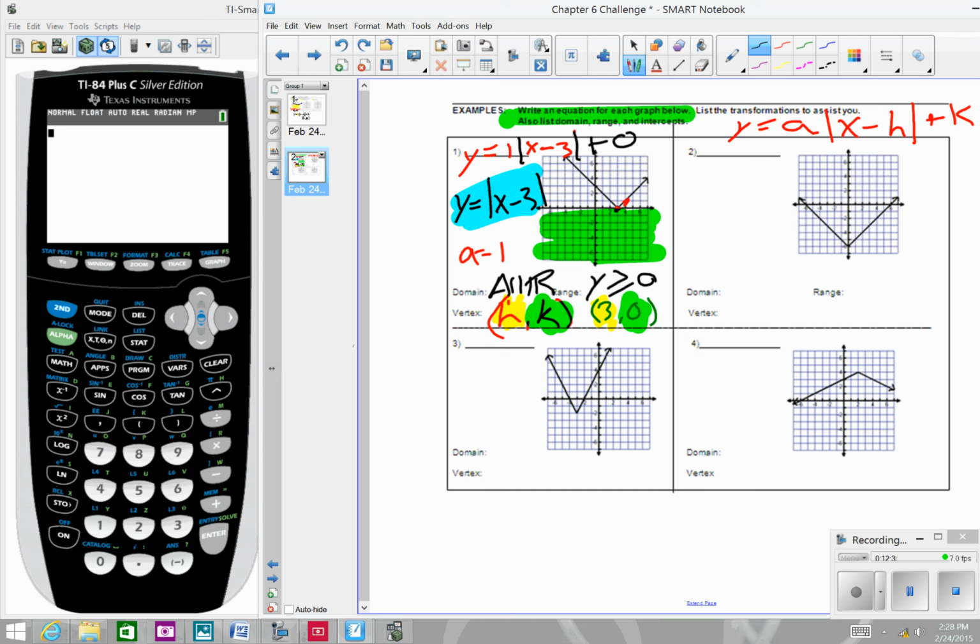So you're going to need four things for these examples. You're going to need my equation, you're going to need my domain, you're going to need my range, and then you're going to need my vertex. Those four things. If you have any questions, please flag me down if you need me.